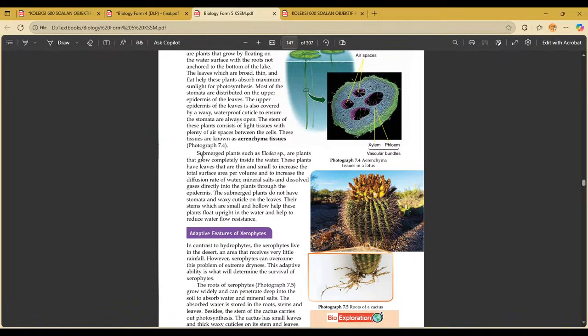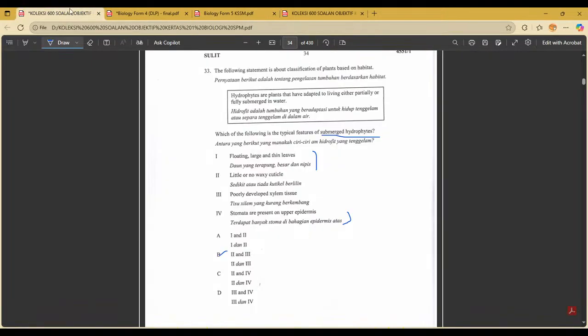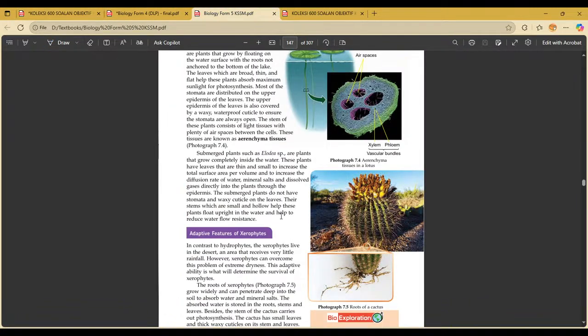Submerged plants grow completely inside the water. These plants have leaves that are thin and small to increase the total surface area per unit volume and to increase the diffusion rate of water, mineral salts, and dissolved gases directly into the plants through the epidermis. Submerged plants do not have stomata and waxy cuticle on their leaves. Their stems, which are small and hollow, help them float upright in water and reduce the water flow. Little or no waxy cuticle, poorly developed xylem.